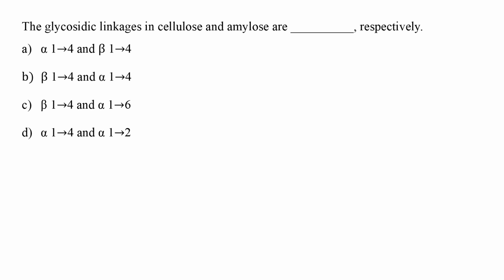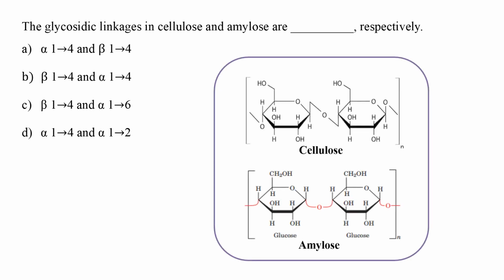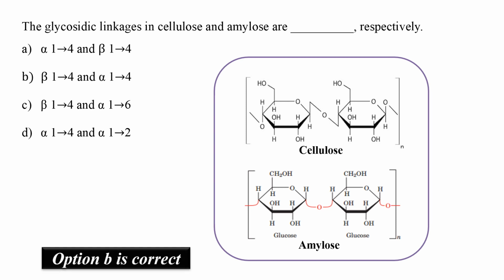The question 1 says the glycosidic linkages in cellulose and amylose are dash respectively. So you know that in cellulose there is beta-1,4 glycosidic linkage, and in amylose it is alpha-1,4 glycosidic linkage. So option B is the correct answer.